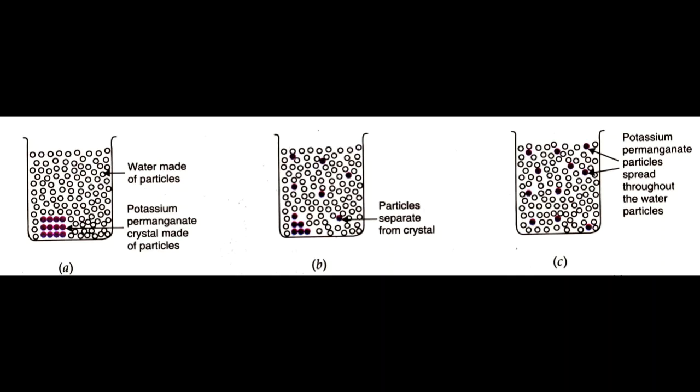Look at this picture. We have put a crystal of potassium permanganate, which is purple in color, in a beaker of water. You see, very soon the crystal is broken up into small particles of potassium permanganate, and in the third picture you will see how these particles are spreading through the particles of water. Now come to the board so that I can explain it in a little better way. Look at the board.